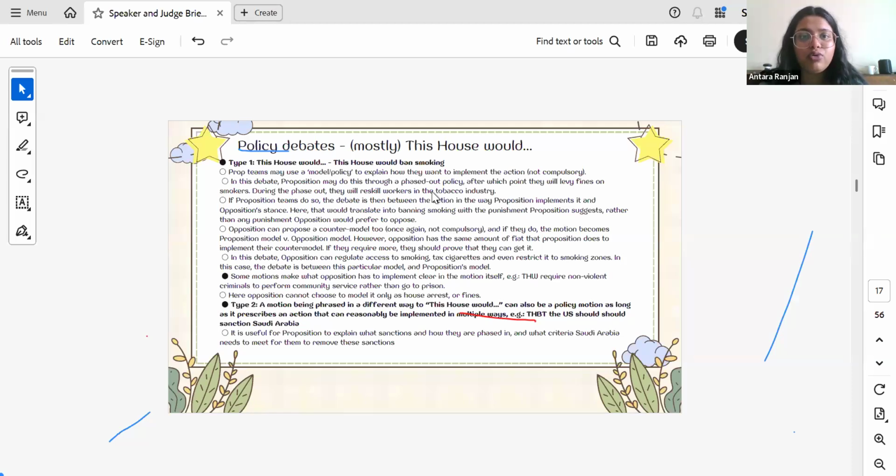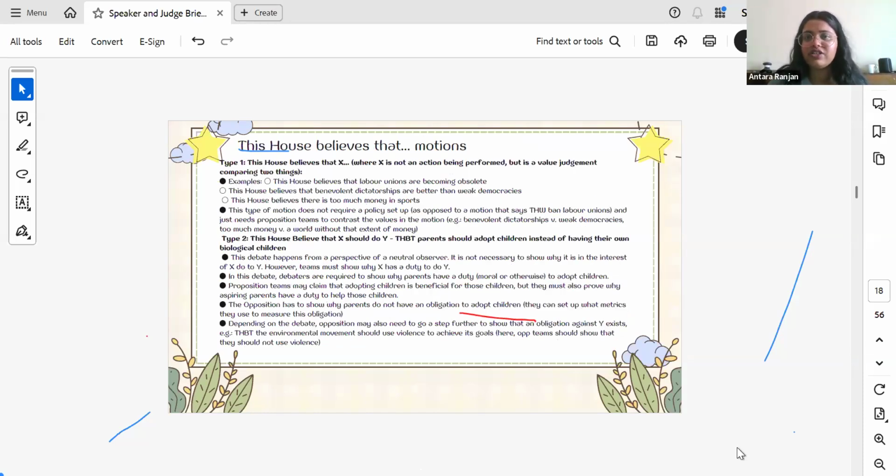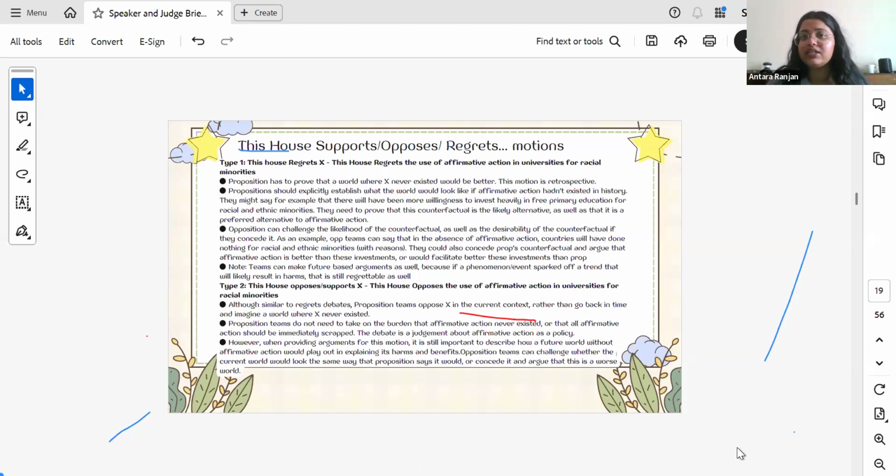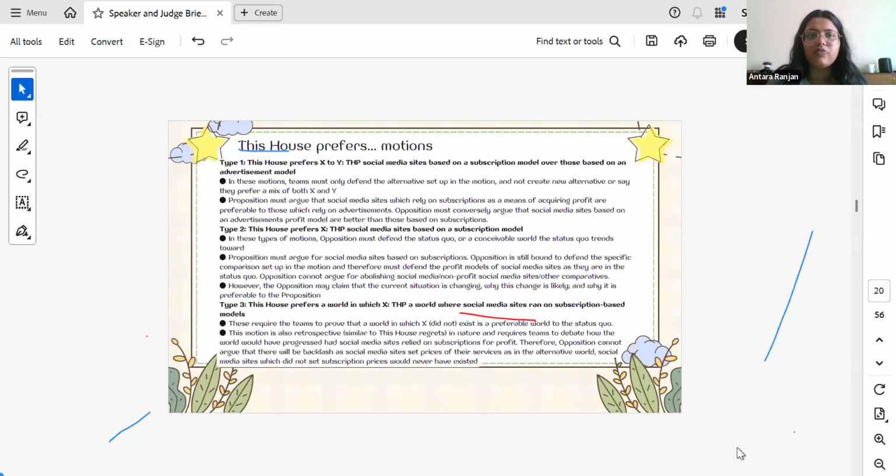What if we don't know about the actor? In an actor motion, you are told who the actor is within the motion itself. It's not hidden from you. So it'll tell you this house acts as XYZ, and XYZ is the actor. Actor motions are obvious. If it doesn't tell you who the actor is in the motion, it's not an actor motion. It's another kind of motion.